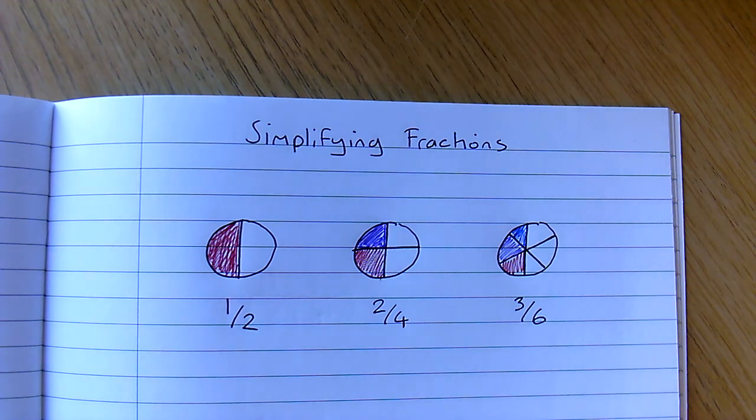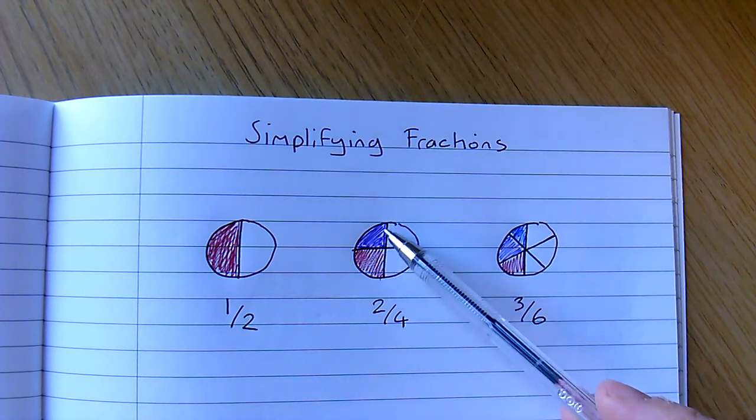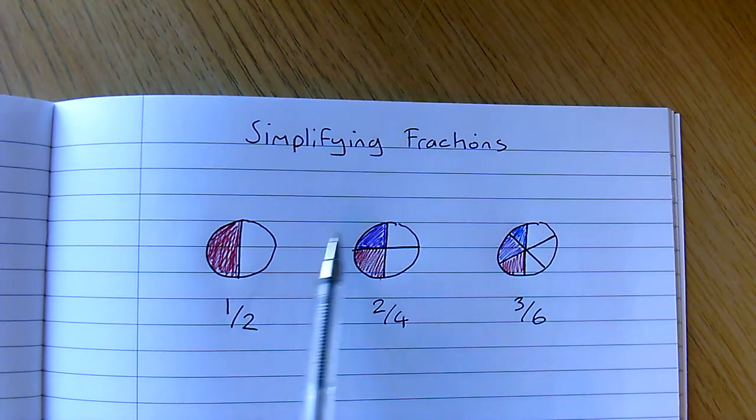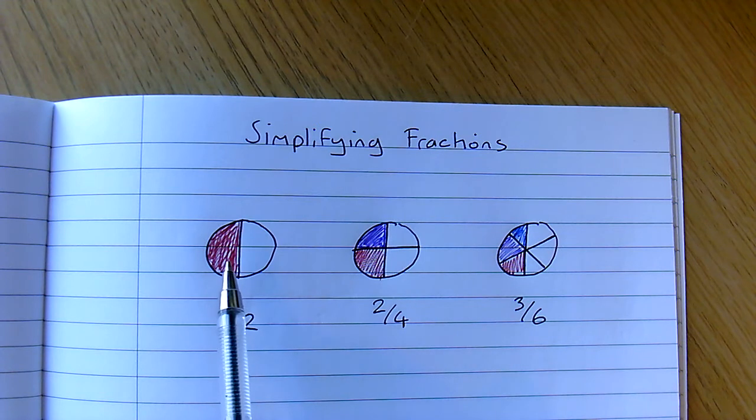I've got three fractions here: 1/2, 2/4, and 3/6. Now you can see I've tried to draw some circles. They're not necessarily very accurate, but you should be able to get the idea. So 1/2 has of course half the circle coloured in. 2/4, well, whilst there are two sections coloured in, it still has the same size that's been coloured in as the half, because of course 2/4 adds up to a half.